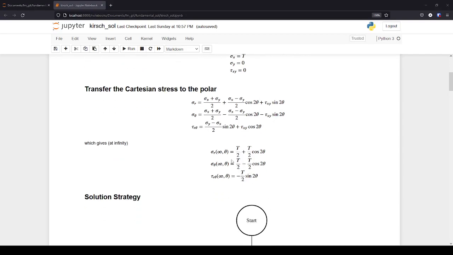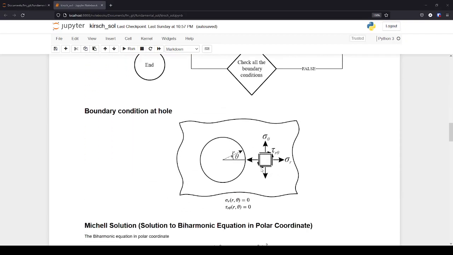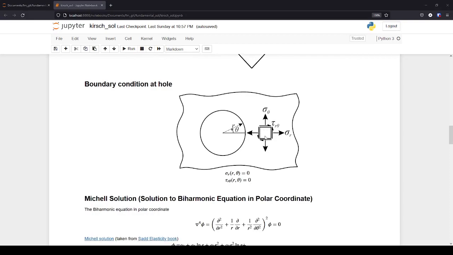So by knowing the stress field at infinity, and also by knowing the boundary condition on the hole, we will be able to select the proper terms from the Airy stress function solution. So here on the boundary conditions, we have this element of stress. We have the radial stress, the hoop stress, and the shear stress.